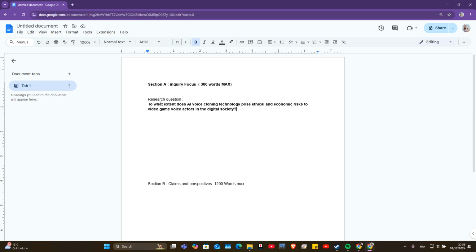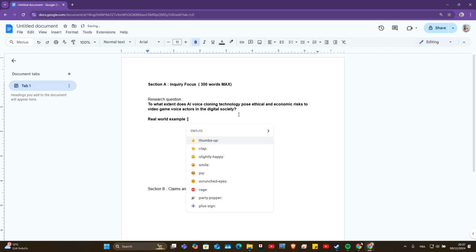It's very okay. This question is not perfect because we need to focus it more, because we only have like 1,200 words to write about, so it has to be very focused. After you get your research question, you write something called the real world example. Here we just want a small paragraph, let's say like 100 or 120 words.